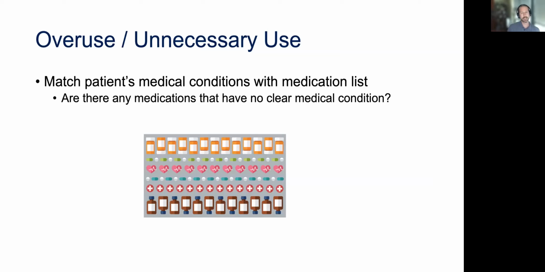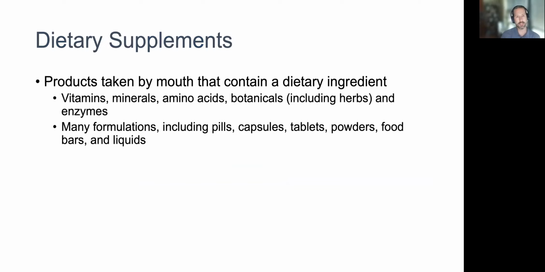And again, this is going to be something that sounds quite obvious, but you would literally match up the medication list with the medical conditions. And if there is a medication that doesn't match a medical condition, then that could be a situation where there's overuse or unnecessary use. And I'm sure you've all seen this in your practice. There are many, many examples. Oftentimes we see this with PPIs or other medications that are just by default continued across settings. What I wanted to talk about today is dietary supplements. Again, this is not comprehensive. I'm just picking this category because it's one that's often overused.